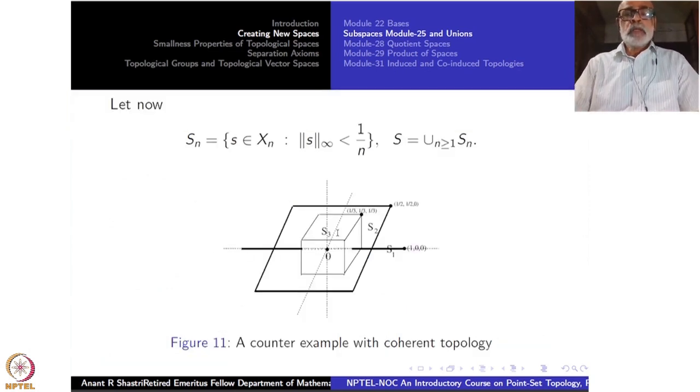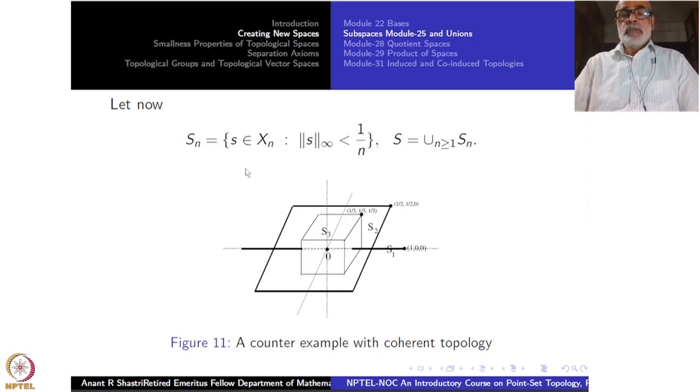Now I come to another subset here, Sn, all those s in Xn such that the Euclidean norm, the infinity norm I have to take. The infinity norm is the maximum, right? Because for s in Xn, the infinity norm of s will be the same thing as the maximum of modulus of s1, s2, s3 up to sn. After that everything is 0. So that norm is less than 1 by n, which just means that each entry is in modulus strictly less than 1 by n. So that is my Sn. And take S to be the union of all these Sn's, n ranging from 1 to infinity.